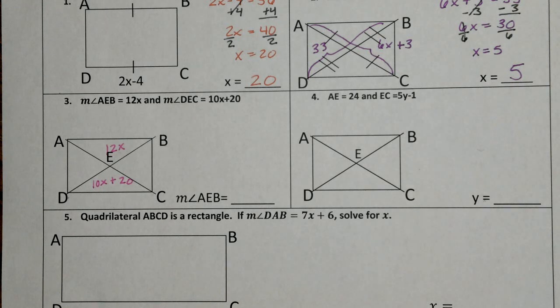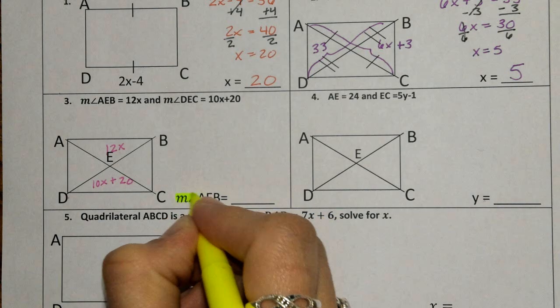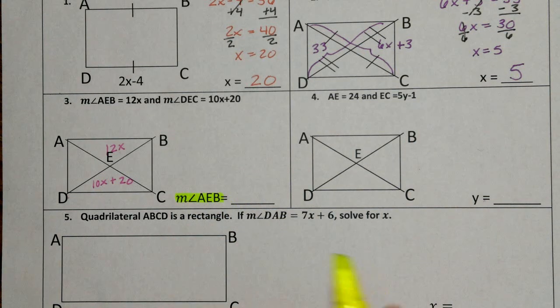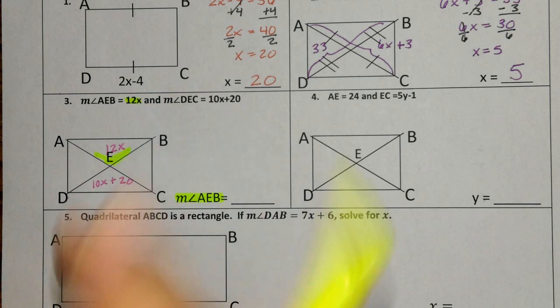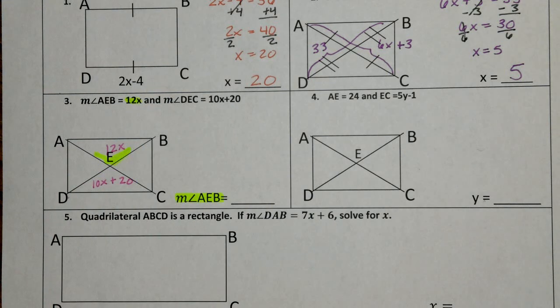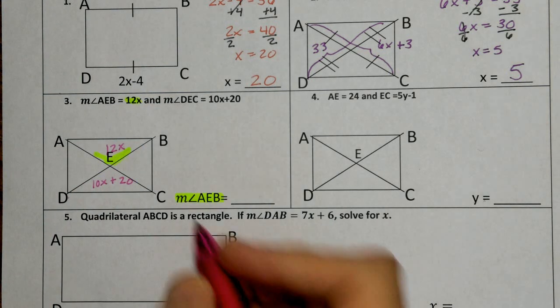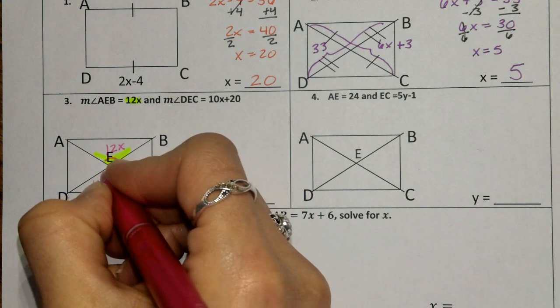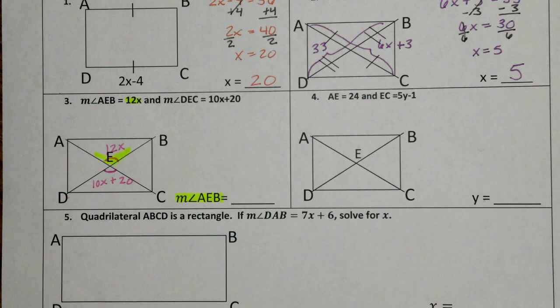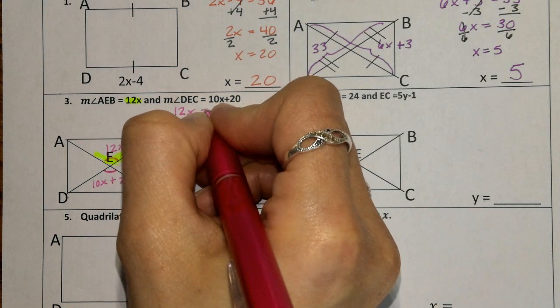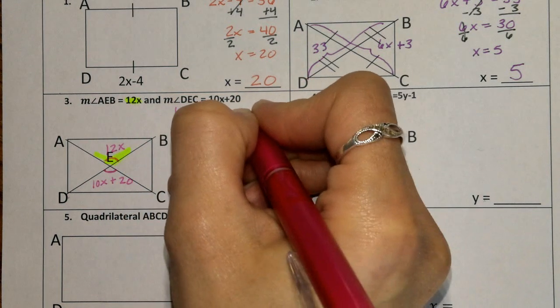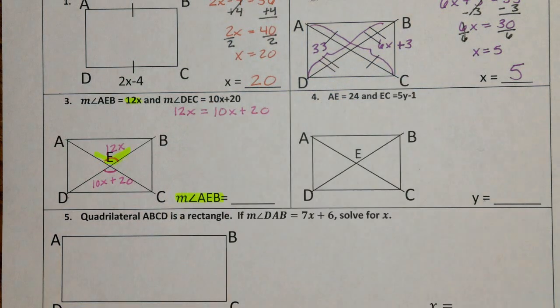In the end, we do need to also pay attention that they want the measurement of angle AEB. So after we solve, we need to substitute back in for that 12x. Here we need to see that we do have a pair of vertical angles. And as we've learned, vertical angles are congruent. So we will set these equal to each other. 12x is equal to 10x plus 20. Again, pause the video now, please.